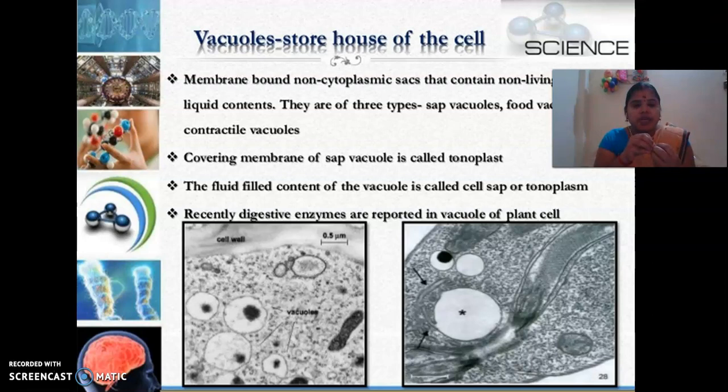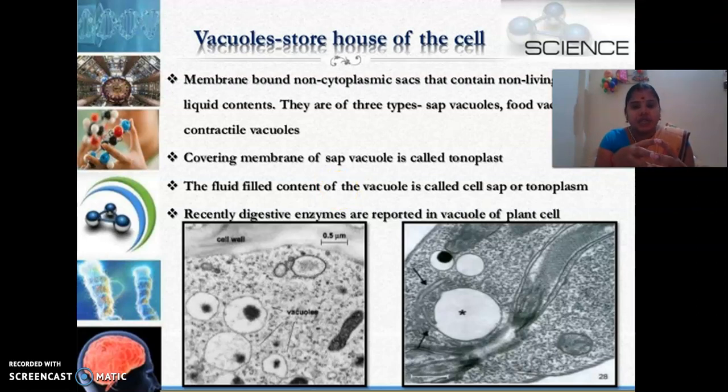What is called tonoplast? The membrane which covers the sap vacuole is called tonoplast. It is present in the plant cell. So the sap vacuole is covered by a covering membrane called tonoplast. And the fluid-filled content of the vacuole is called cell sap or tonoplasm.